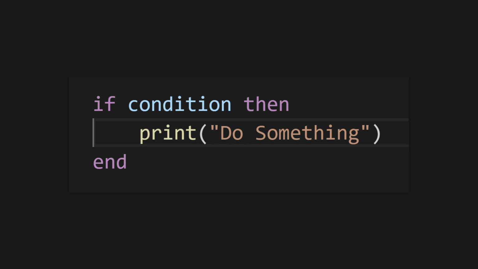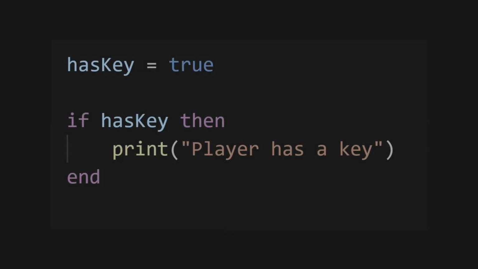The format is if condition, then do something, and you finish it off with an end. One thing that this condition can be is a variable. Let's set this variable has key to true. Then, if we do if has key then, and inside the if statement we put print player has key and end it off, and then run it, you should see that the statement gets printed.